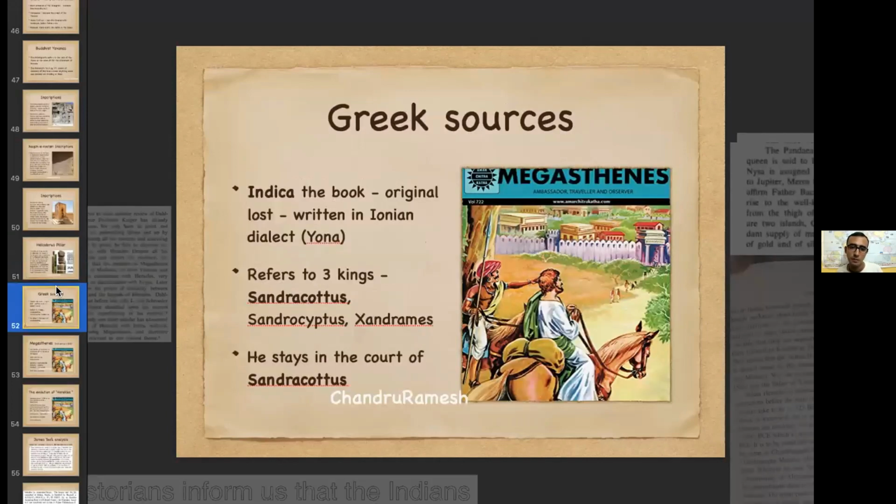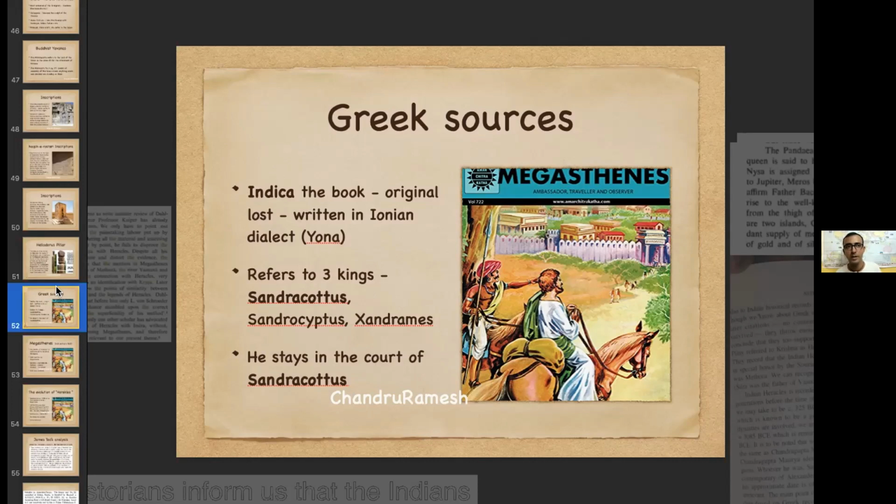This is from the 3rd century BC. The original book is lost, but very interestingly, it is referred to as the book called Indica. The background is like this. In the 3rd century BC, there is a traveler by the name of Megasthenes. He comes to India. He stays in the court of a king called Sandrakotas, which is the Greek version of the Sanskrit Chandragupta, and he writes about India.